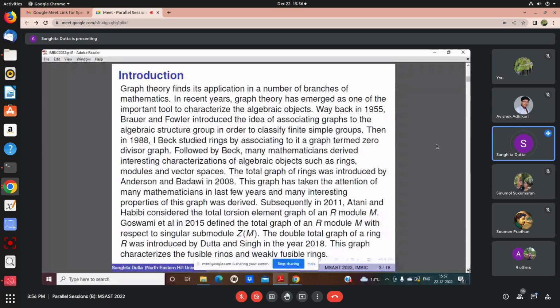Goswami and others in 2015 defined the total graph of an R module M with respect to the singular submodule Zm. The double total graph of a ring R was introduced by Datta and Sangeeta in the year 2018, and this graph was found to characterize the fusible rings and the weakly fusible rings. And the two graphs mentioned in this presentation are based on this double total graph of a ring.